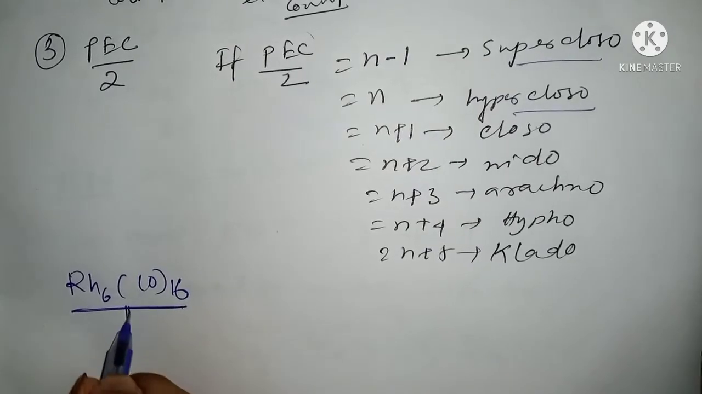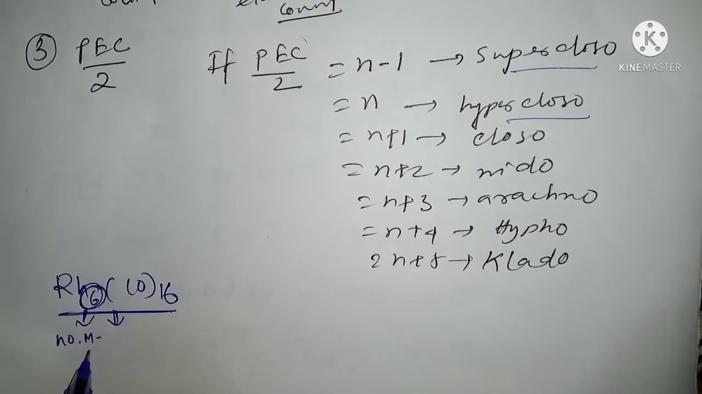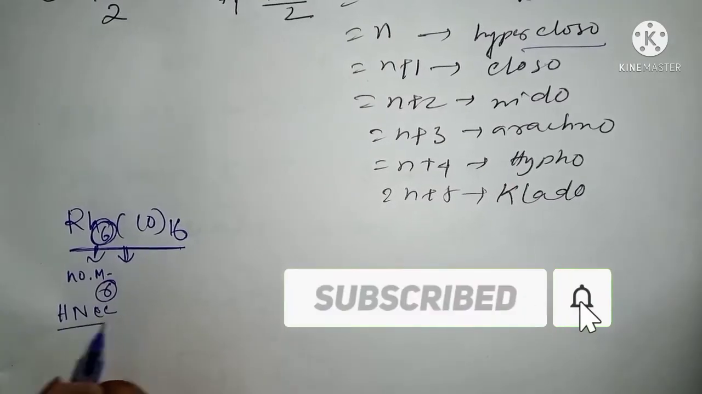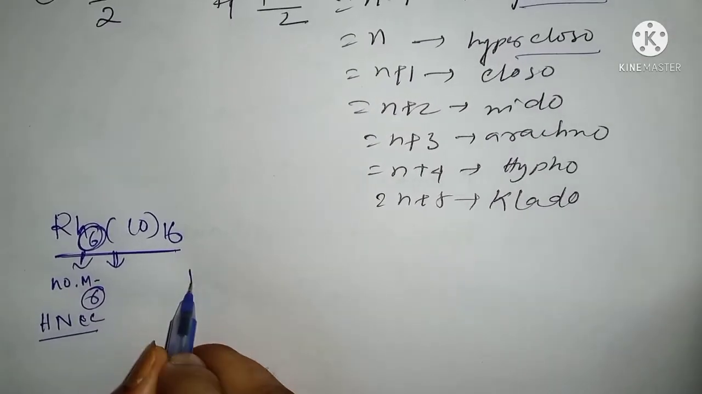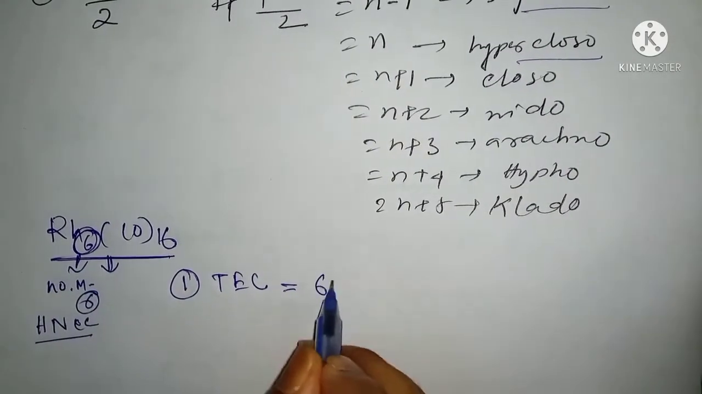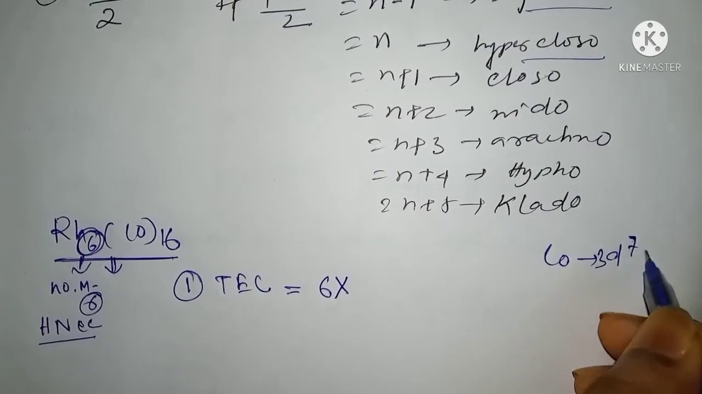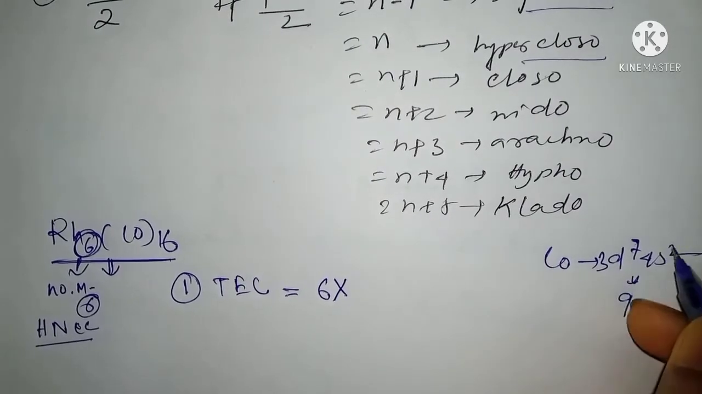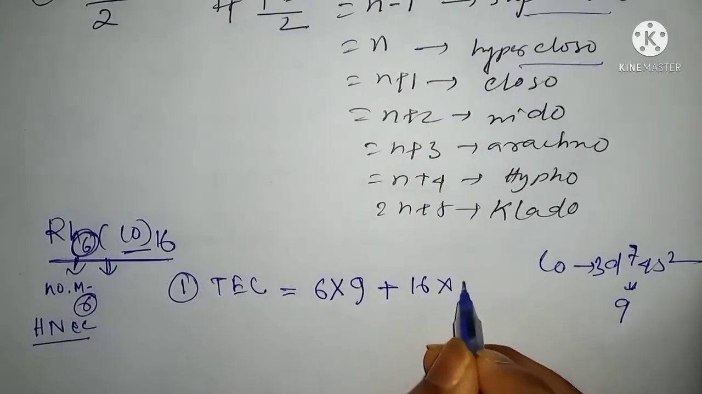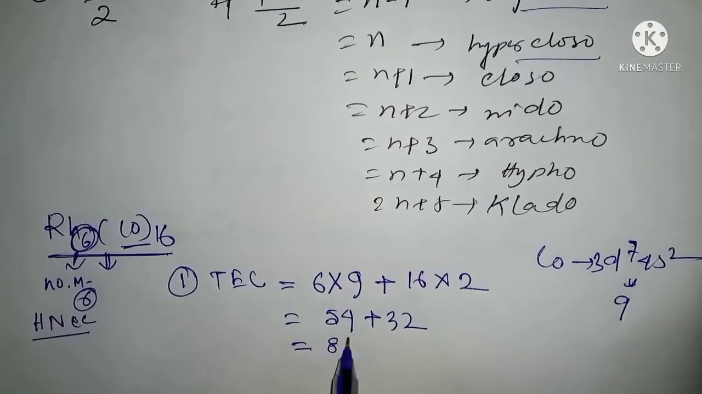Now an example. This is Rh6(CO)16. First calculate the number of metal atoms, which equals 6. This is called HNCC, so I apply the HNCC rules. First rule, total electron count. Total electron count equals the number of metals, 6, into rhodium. This is the cobalt family. Cobalt, we know, is 3d7 4s2, so 9 valence electrons. So 9 into 6 plus 16 CO, each contributing 2 electrons, equals 54 plus 32 equals 86.